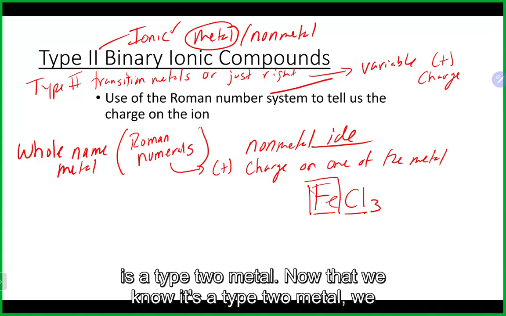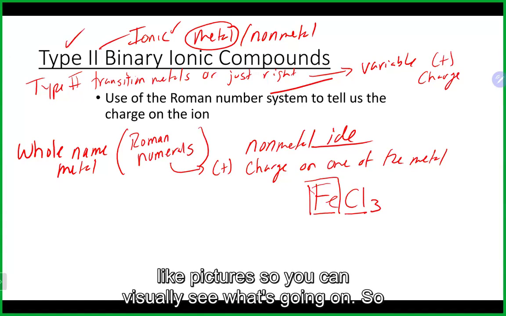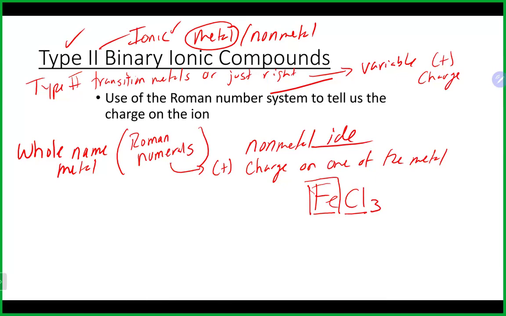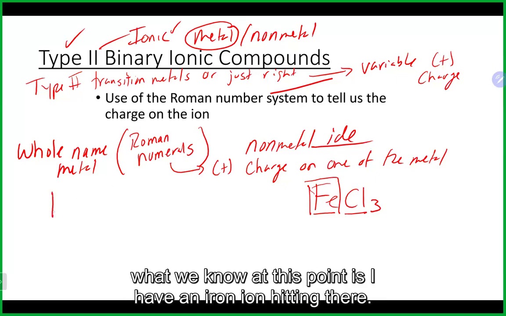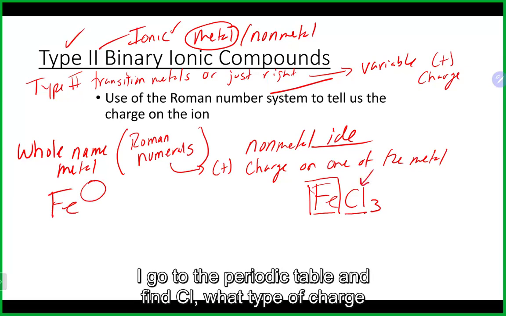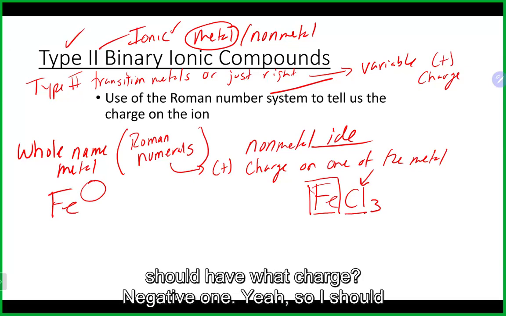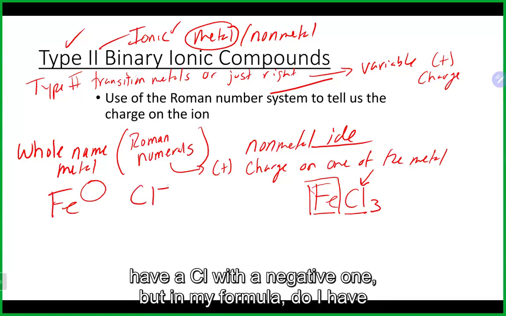Now that we know it's a type 2 metal, we need to figure out what is going on with the charge. Again, I like pictures so you can visually see what's going on. What we know at this point is I have an iron ion, but I'm not really sure what the charge is. But I do know that if I go to the periodic table and find Cl, what type of charge should Cl have? It is group number 7, which means it should have what charge? -1, yeah? So I should have a Cl with a -1.